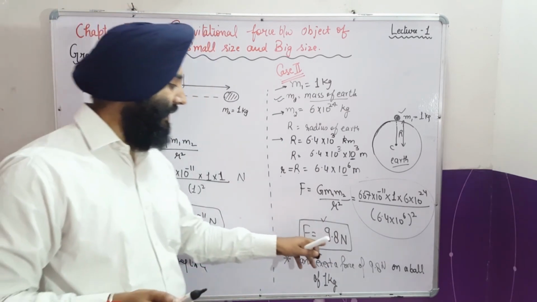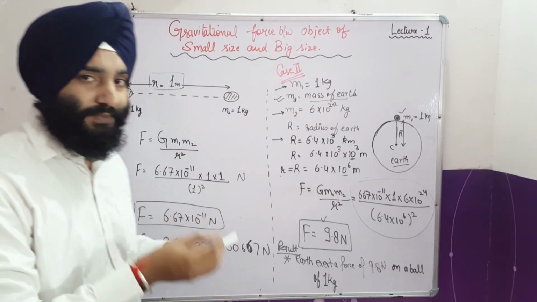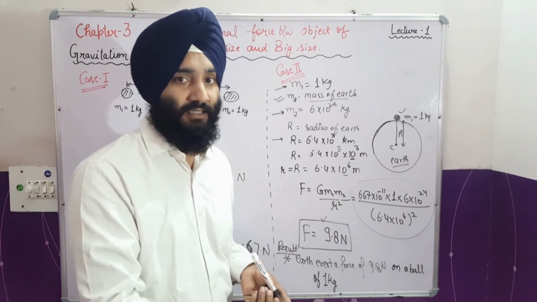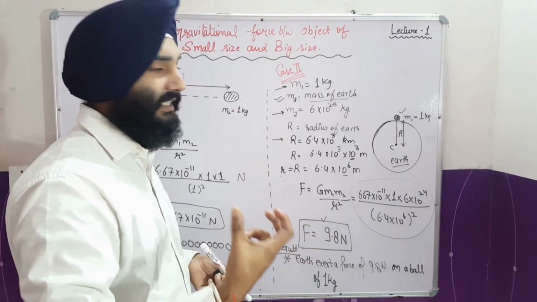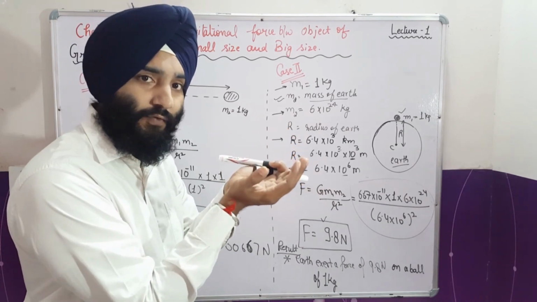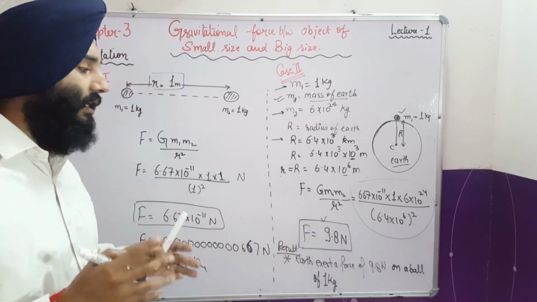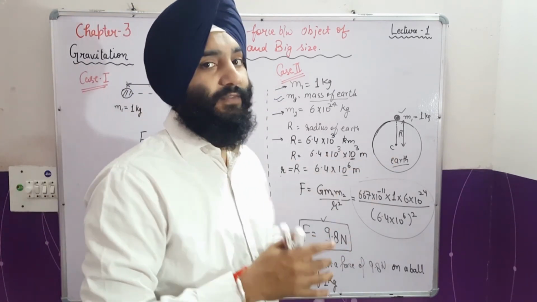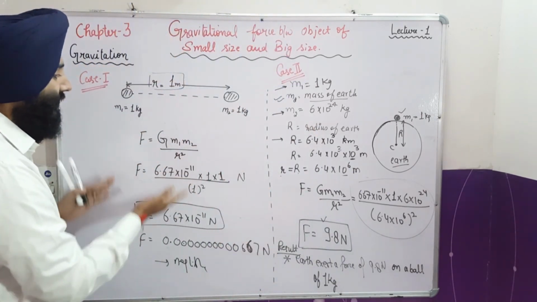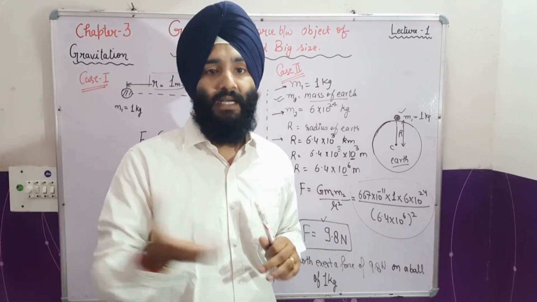So this is an acceptable value. This is a very large value. It means if we have an object of 1 kg above the surface of the Earth, it will be attracted by the Earth with a force, and that force will be 9.8 Newton. So it means for a heavier object we cannot neglect the gravitational force, but for a lighter object the value of force is very small. That's why we are not observing that force in our practical life.